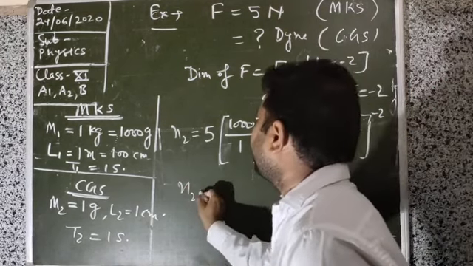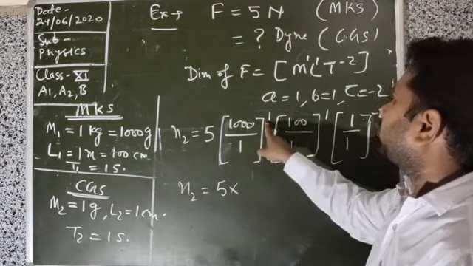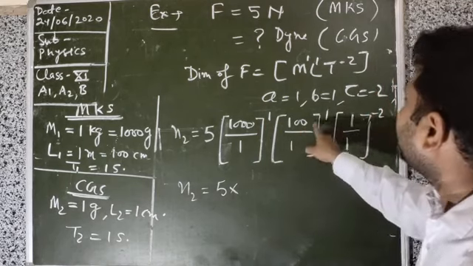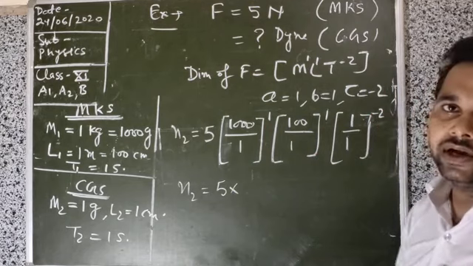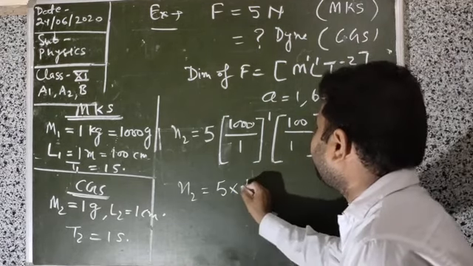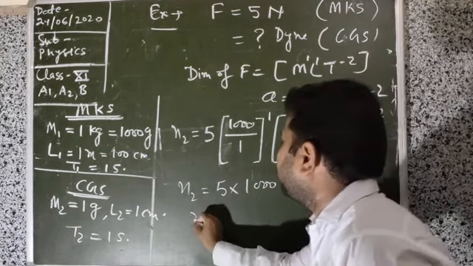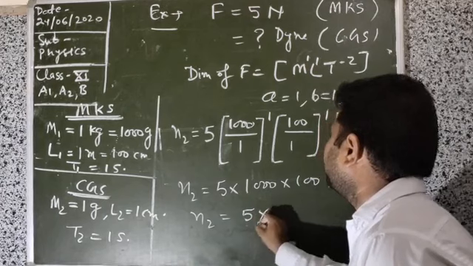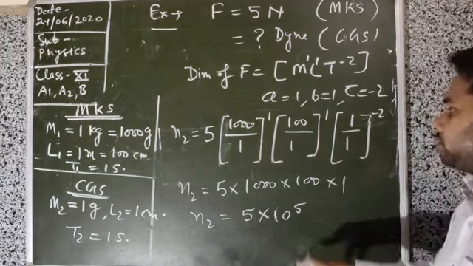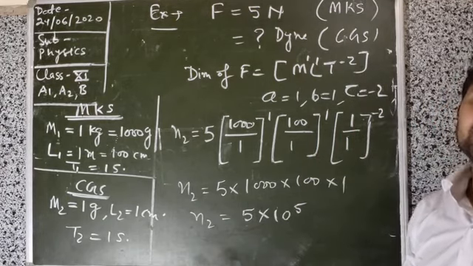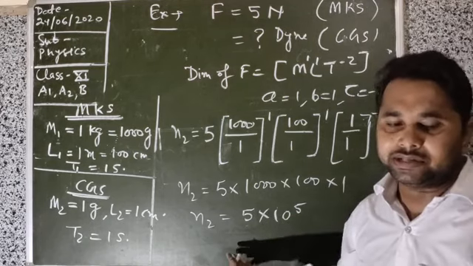Solve this relation now. n2 equals 5 into 1000 to the power 1, that is 1000, 100 to the power 1, 100, and 1 by 1. 1 by 1 is 1, and 1 to the power -2 is again 1. So finally 5 into 1000 into 100 into 1, or n2 equals 5 into 10 to the power 5. So this is the numerical value of the given force in CGS system. 5 into 10 to the power 5. This is n2.